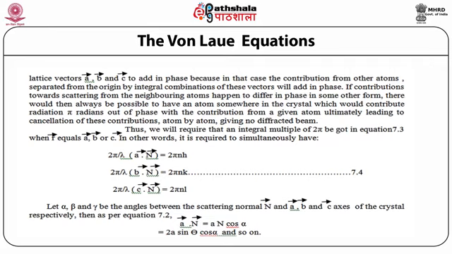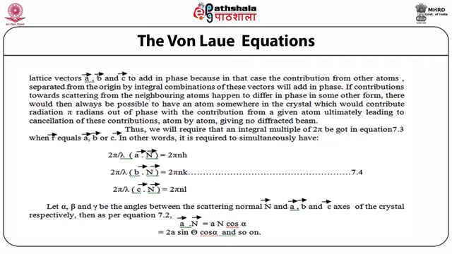If contributions towards scattering from the neighboring atoms happen to differ in phase in some other form, it would always be possible to have an atom somewhere in the crystal which would contribute radiation pi radians out of phase with the contribution from a given atom, ultimately leading to cancellation of these contributions atom by atom, giving no diffracted beam. Thus we require that an integral multiple of 2 pi be obtained in equation 7.3 when R equals A, B or C.